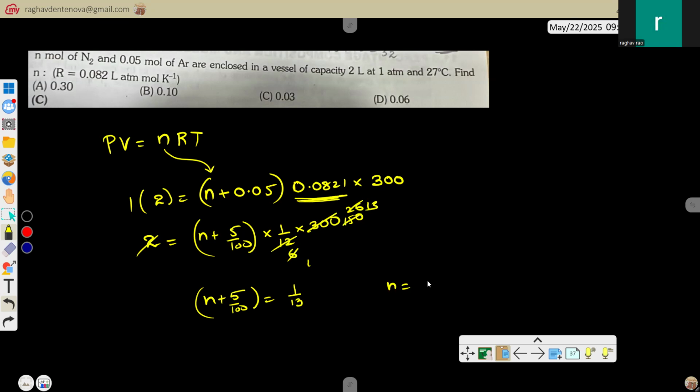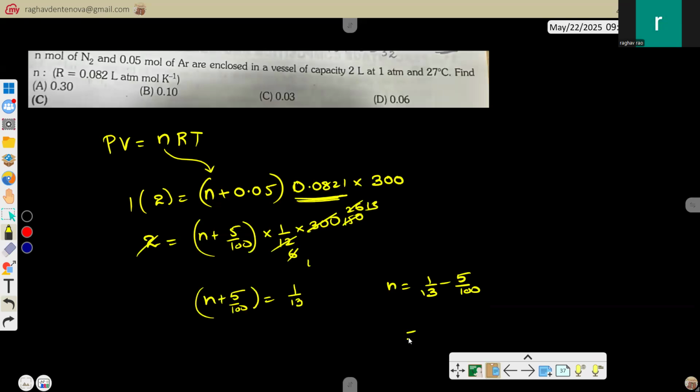So n equals 1 by 13 minus 5 by 100. How much is this going to be? 5 by 100 is 1 by 20. So if I take 260, 20 minus 13, which is 7. 20 minus 13 is 7 upon 260. How much would 7 upon 260 be?